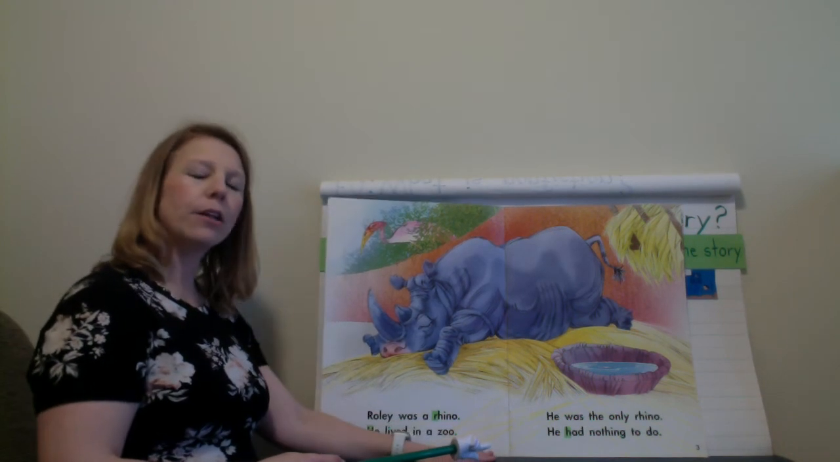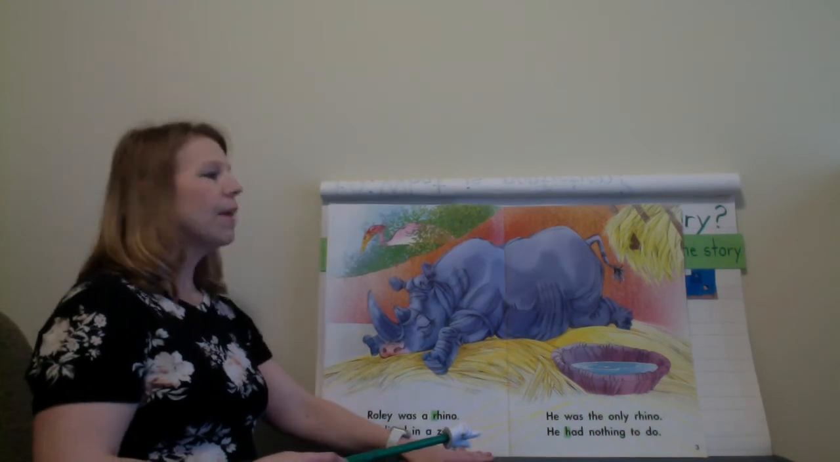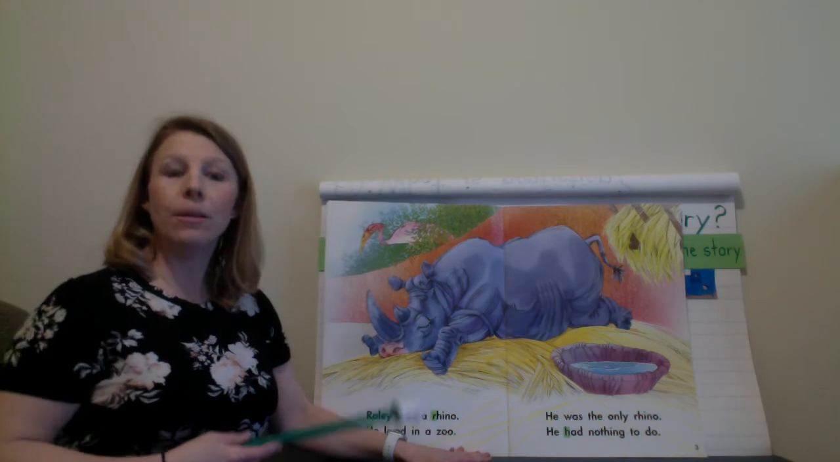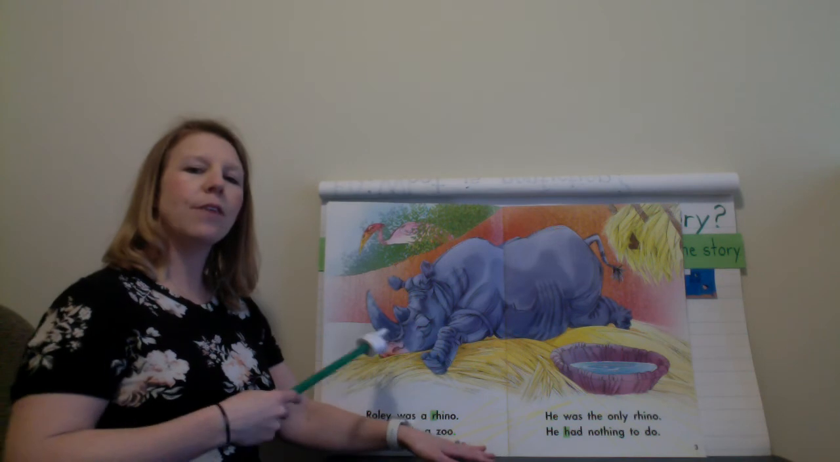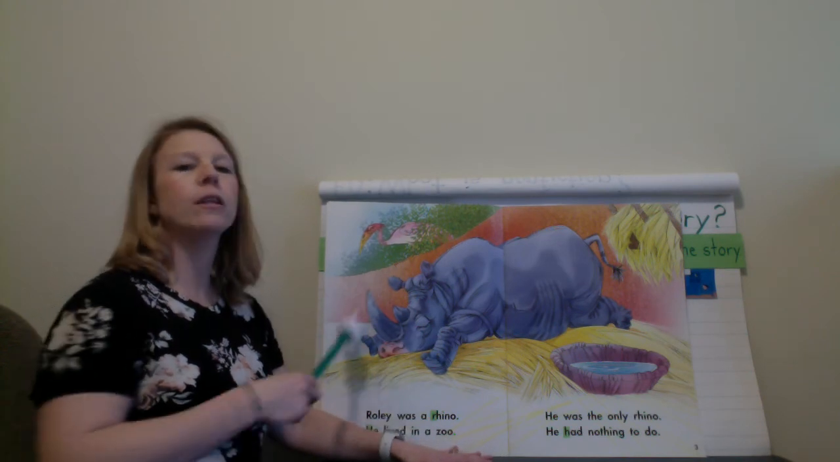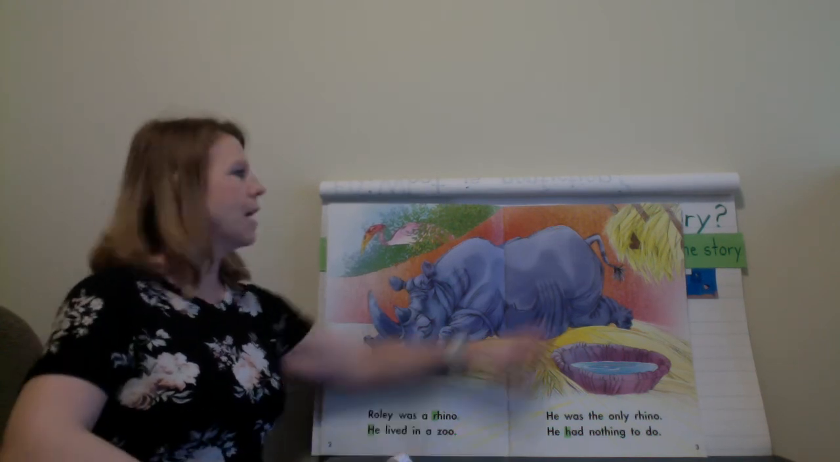If you've already heard this story, just think about things that you know happen in the beginning of the story, happen in the middle, and happen in the end. And we'll see if what you think about or come up with is the same as what Mrs. Malloy writes down.